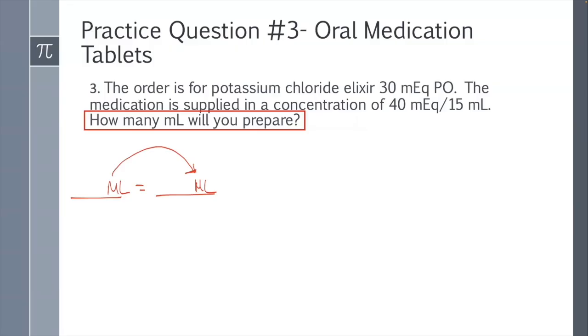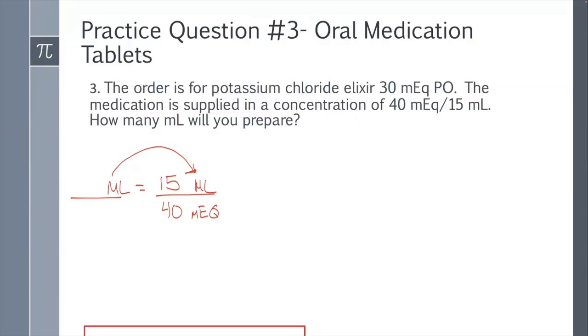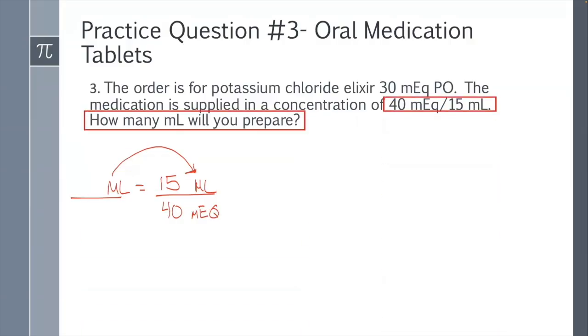When I come to this problem, again, now I'm looking for milliliters. So the order is for potassium chloride, 30 milliequivalents. Nope. 40 milliequivalents. Nope. There we go. Per 15 milliliters. So the first thing I'm going to write is my 15 milliliters. And then I'm going to put my 40 milliequivalents right on the other side or underneath. Why? Because that's exactly what I had right here in my problem. I know you think, but wait, that said 40 milliequivalents per 15 mLs. How did you put the 15 on top?